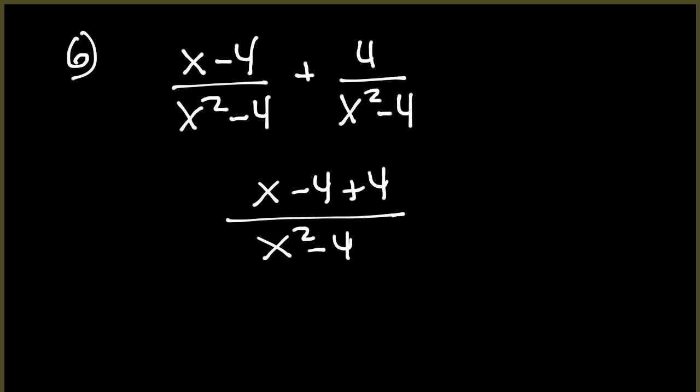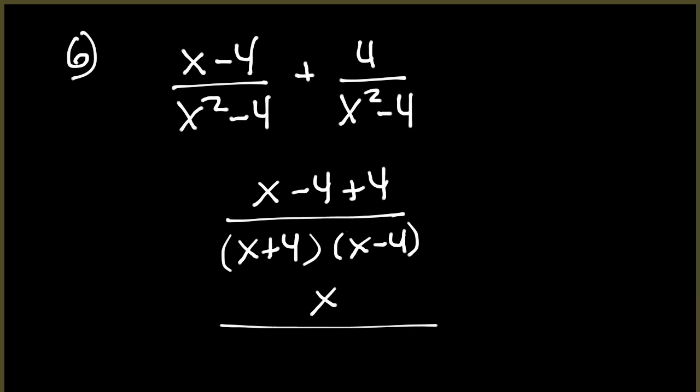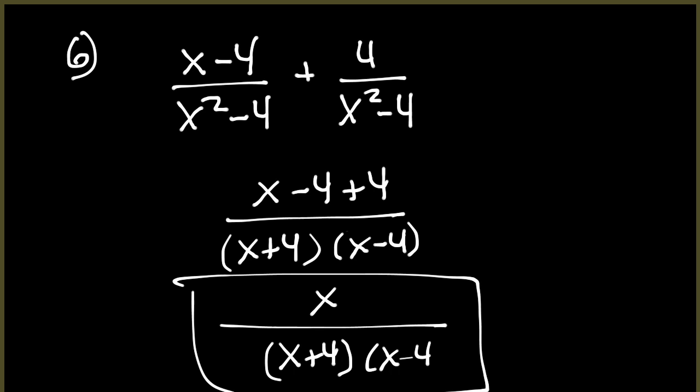I'm going to break down x squared minus 4. That's x plus 4 times x minus 4. And what I'm left with in the numerator is x, all over x plus 4 times x minus 4. Final answer, simplified.